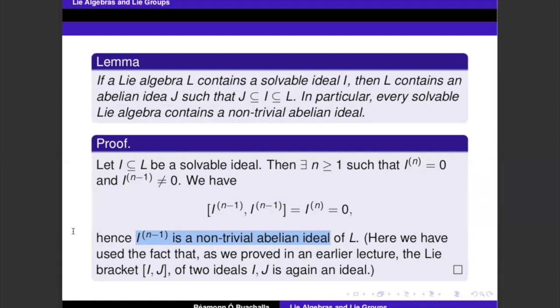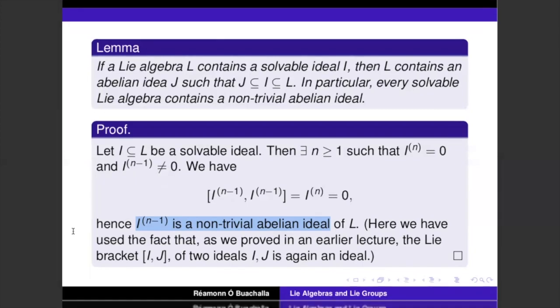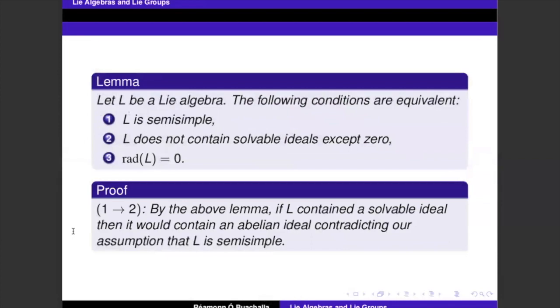Now that's of interest to us because we defined semisimplicity in terms of abelian ideals. So this allows us to express semisimplicity in terms of solvable ideals, as we now see. So let L be a Lie algebra. We claim that the following conditions are equivalent. L is semisimple is equivalent to L not containing any solvable ideals except 0. And that in turn is equivalent to the radical being equal to 0.